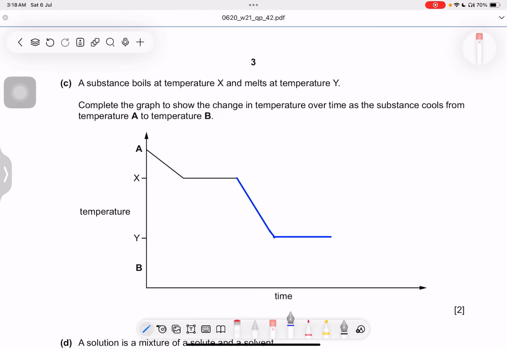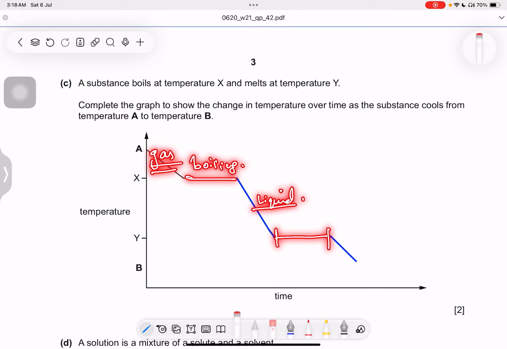And then when it has melted, we'll have to go till B. Yeah, so till B. Here boiling takes place. So this means that above this it's the gas, and below the boiling point it's a liquid. And this is melting. So this means that above this it's liquid, and below this it's a solid. So at B it is a solid.